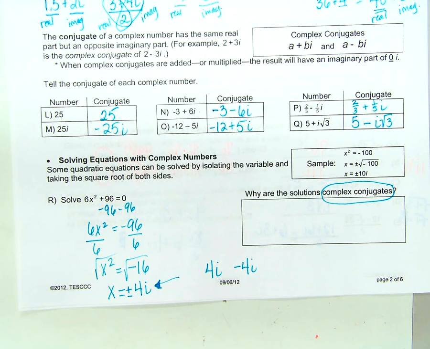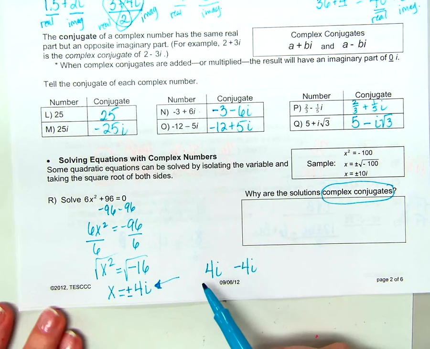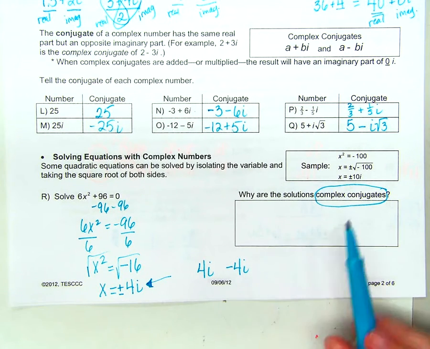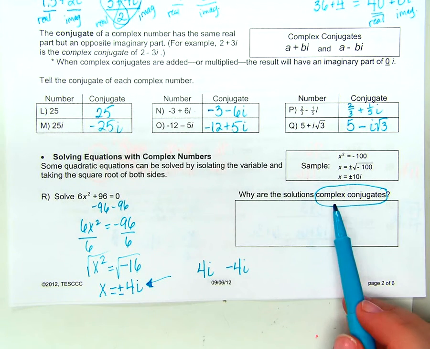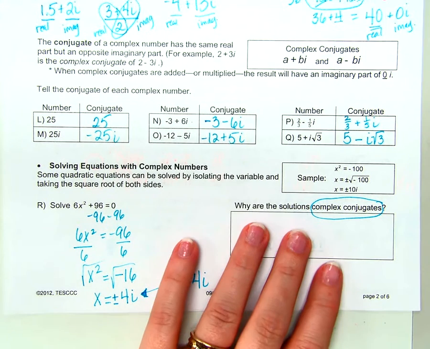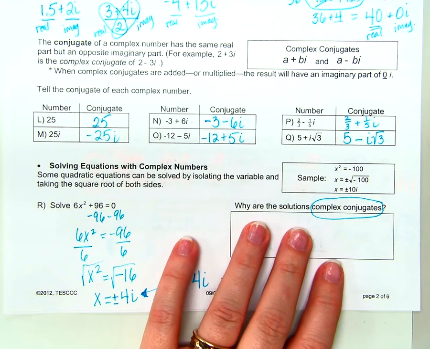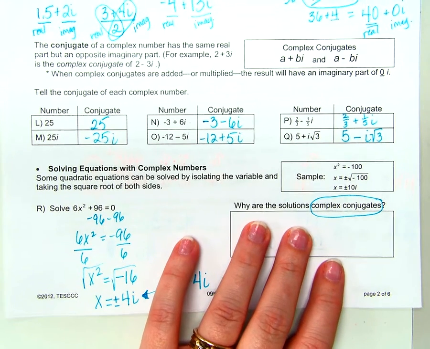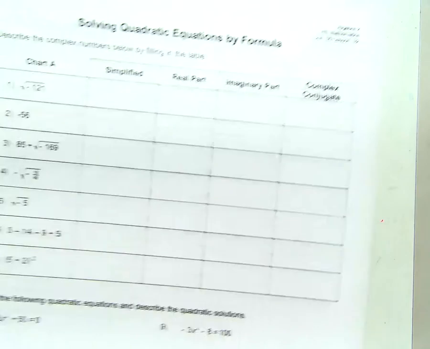Please notice that one of them is positive and one of them is negative. Doesn't that make them complex conjugates? Yeah, that's why they're complex conjugates. Yes, they are, if the imaginary parts are opposite.